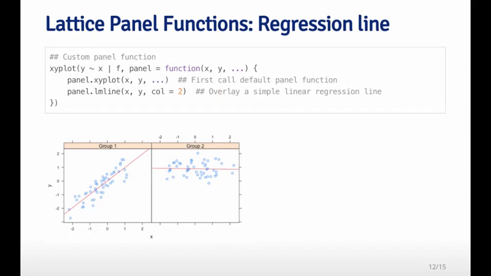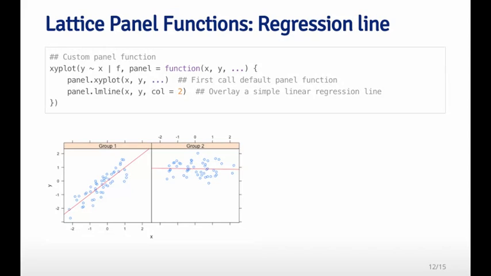Another fancier thing I can do is, rather than add the median, it might be useful to add a regression line, so you can look at the linear relationship between x and y within each of the panels. Here, again, I pass a custom function, and first I call the panel.xyplot function to make the points appear, and make all the axes labels and everything appear. Then I call panel.lmline to add the regression line to the panel.